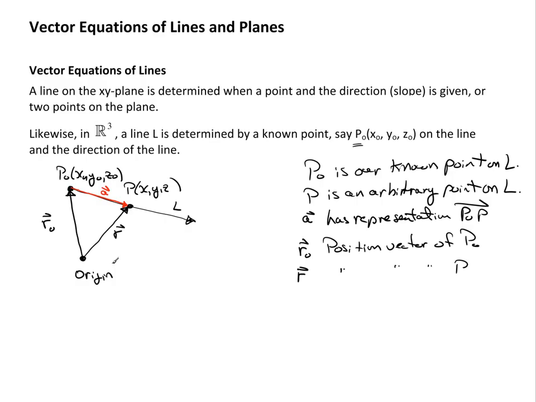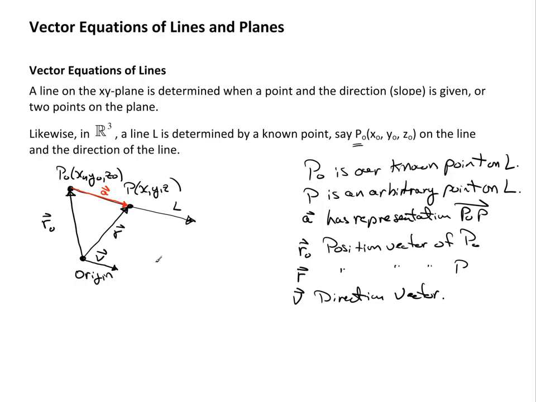Now, I have this known point P0. All I need now to really find the equation of this line is to know what direction it's heading in. Because right now P0 is really the only known thing, and of course the origin. So I'm going to take this vector here. I'm going to say this is vector V, and vector V is going to be my direction vector. Notice that V is going to be parallel to the line L.